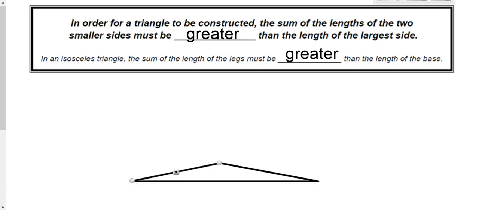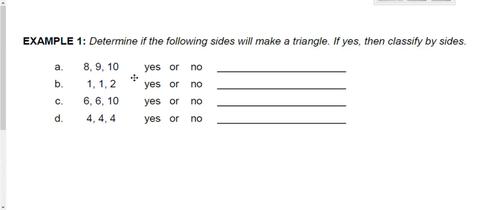So let's see how that works. We've got a couple right here. Here are three side lengths. It says determine if the following sides can make a triangle. If yes, then classify by sides. I forgot about that one, but we'll do it.